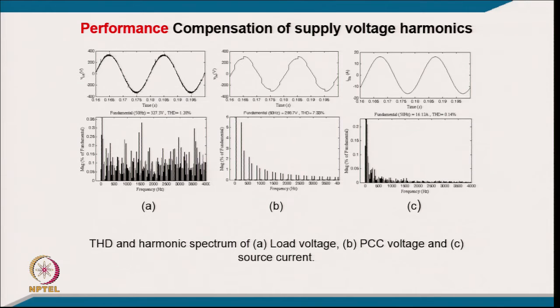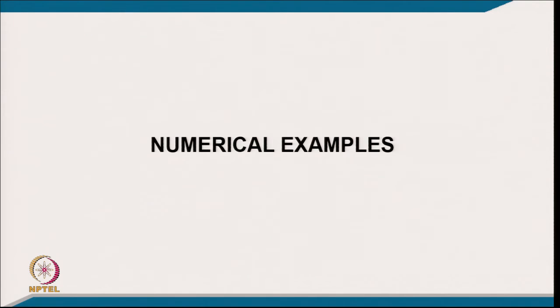And this is the harmonic spectrum of your load voltage, which has a THD of only 1.2%, whereas the PCC voltage has a THD of 7.22%, and the load current has only a THD of 0.14%. These are the typical harmonic performance figures of this DVR compensation system.